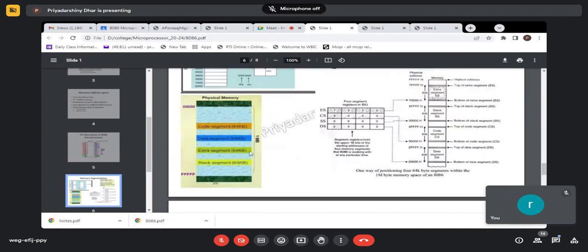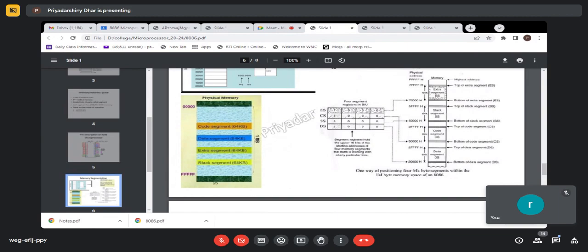This is outside the microprocessor. This chip is externally connected to the microprocessor. Here we can store data, code, and stack information.